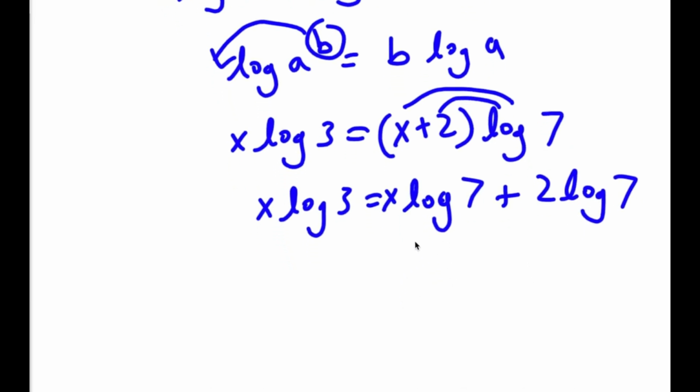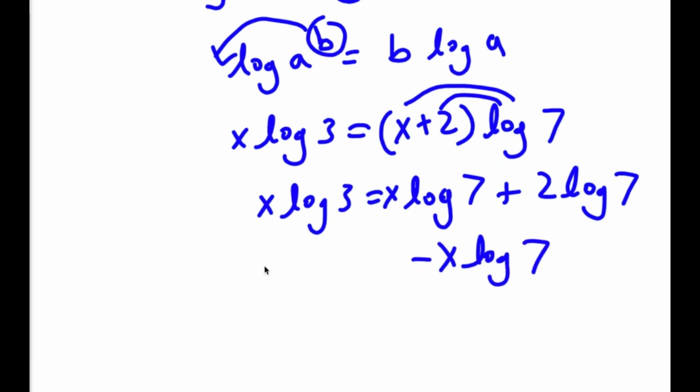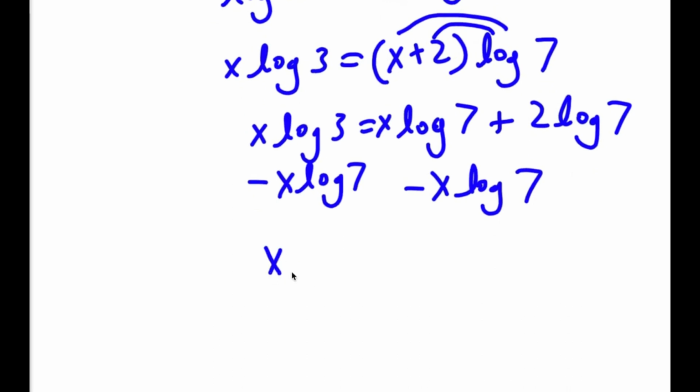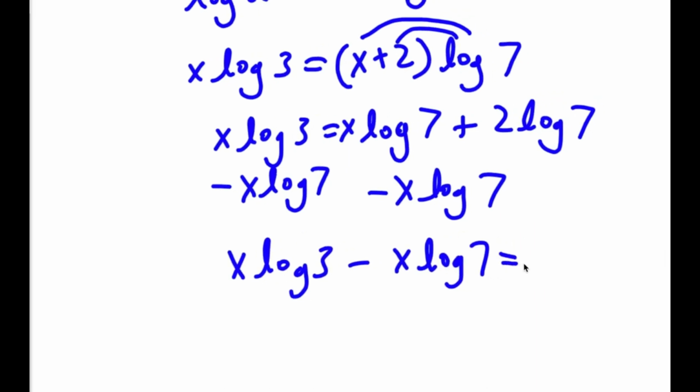Now I can go ahead and subtract x times log 7 on both sides. So now I have x times log 3 minus x times log 7 is equal to 2 times log 7.